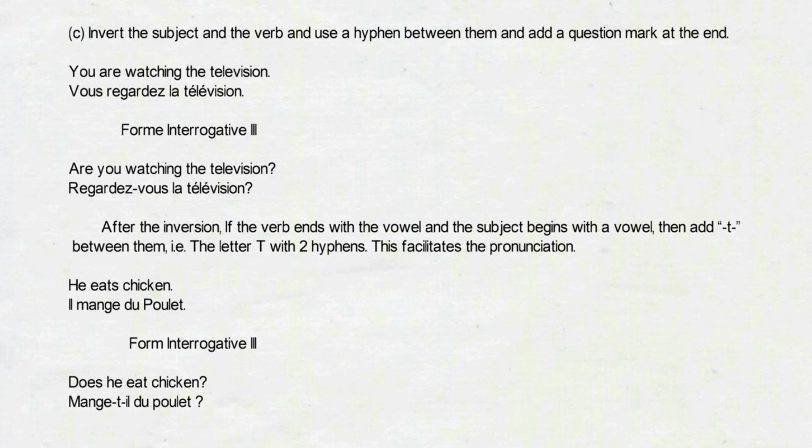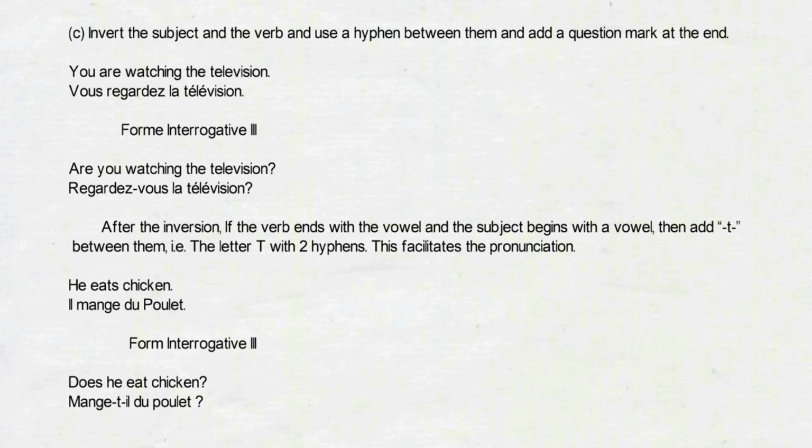So it is a simple form. You are watching television. You watch the television. The interrogative form is, are you watching the television? Regardez-vous la télévision? It's very simple. We have put the verb first, then a hyphen, then vous, then la, then télévision. Watching you the television.